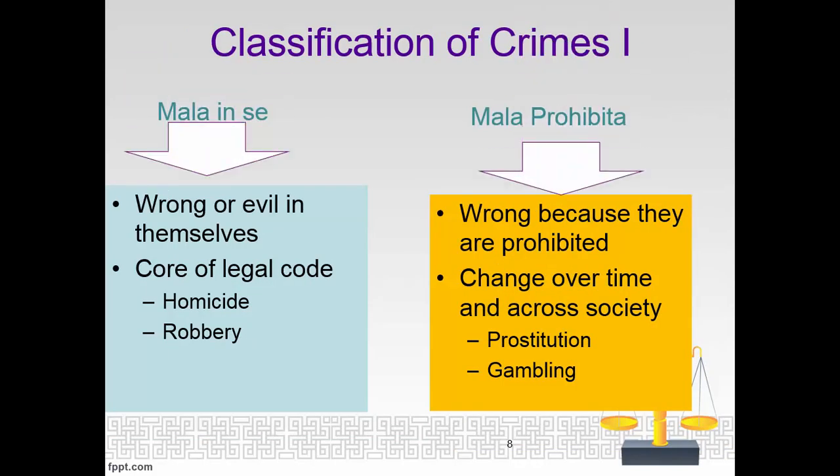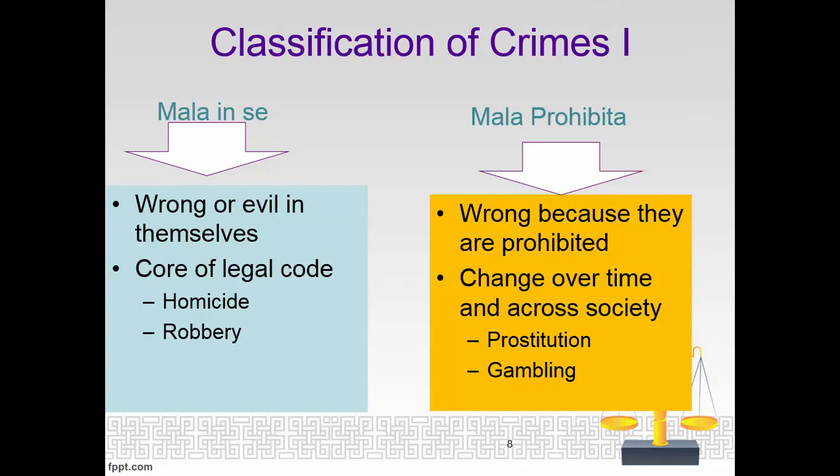All right, in terms of crimes, there are a few ways to classify crimes. One of the most general distinctions is mala in se versus mala prohibita. Mala in se roughly translates into wrong or evil in and of themselves. So these are crimes that have been enforced in almost every society across all times. In virtually every society, it's been wrong to kill another person or to forcibly take their stuff, which is robbery.